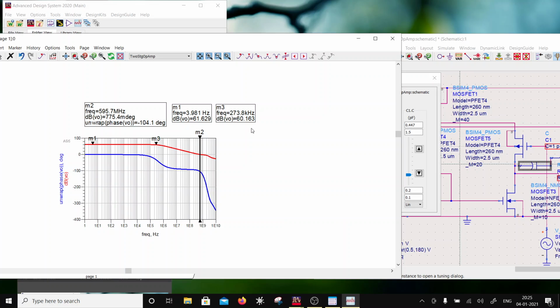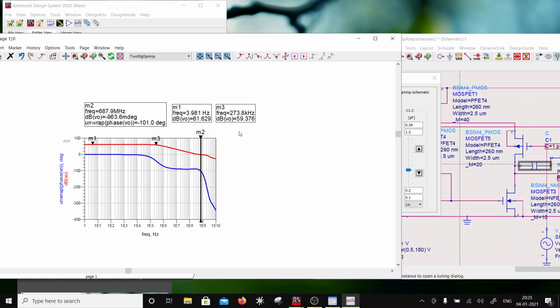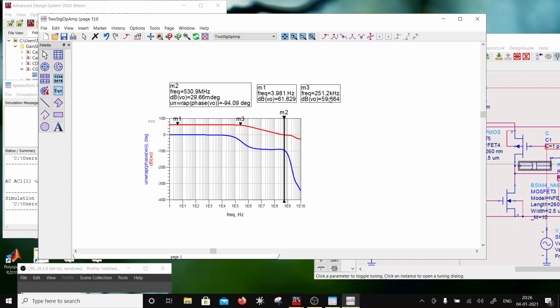Okay, so let me just check this one. 108. Yeah, crossover here 530 megahertz. 94 degrees means I have got an 85-degree, 86-degree margin here. Let's look at the corner frequency. Corner frequency is 250 kilohertz. Okay, so this OpAmp is usable up to 250 kilohertz with a gain of 60 dB, right? 61 dB. And then it has a phase margin of 180 minus 94. Okay, so that's 86 degrees of phase margin it has.